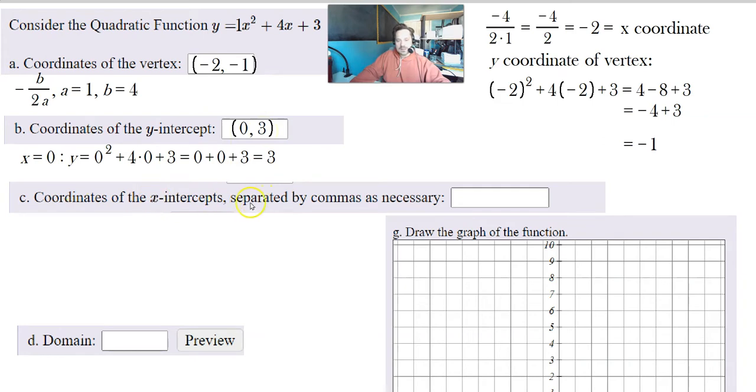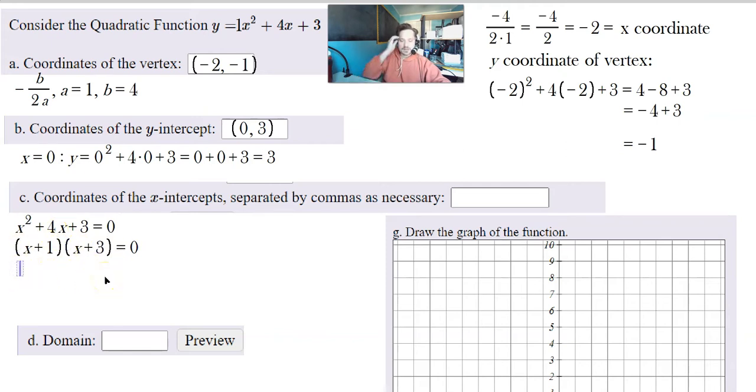Then it says coordinates of the x-intercept separated by commas as necessary. So to do that, you have to remember, what does it mean to be an x-intercept? It's where you're crossing the x-axis. So you're going to say the following. You take your x squared plus 4x plus 3 and set that equal to 0. Then you solve this equation, however you choose to do that. Here you can get away very likely with factoring. Let's see. So we need two numbers that multiply to 3, and the same two numbers add up to 4. So you can probably guess, but it would be 1 and 3, right? Take a look. So 3 times 1 is 3, and then 1 plus 3 is 4. So these are the correct values, and x is the variable.